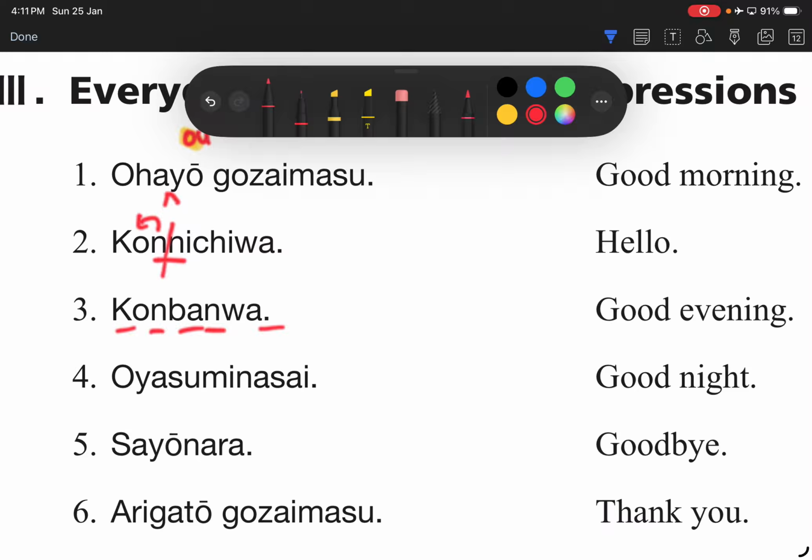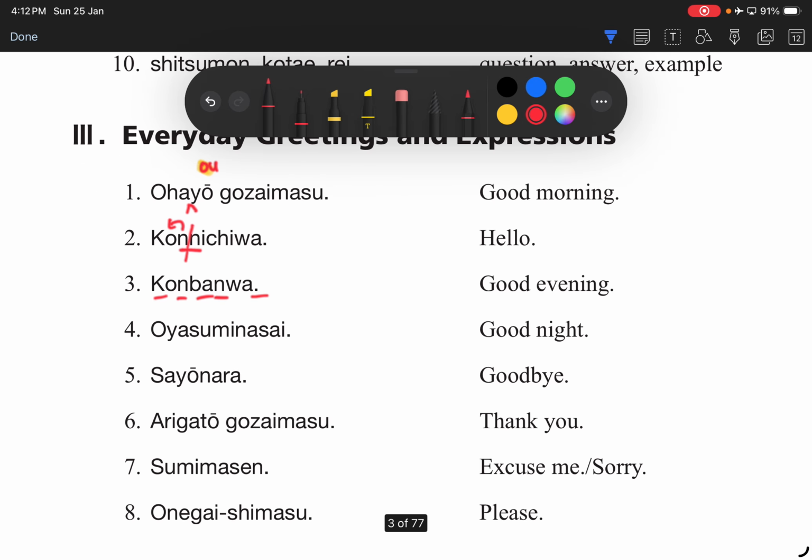And then the last one will be sweet dreams, good night. Oyasumi nasai. Okay, we break it up. Oyasumi nasai. It simply means good night, sweet dreams. Have a good rest. The literal meaning is please have a good rest, because yasumi means rest, nasai means please. So please rest, which means good night.